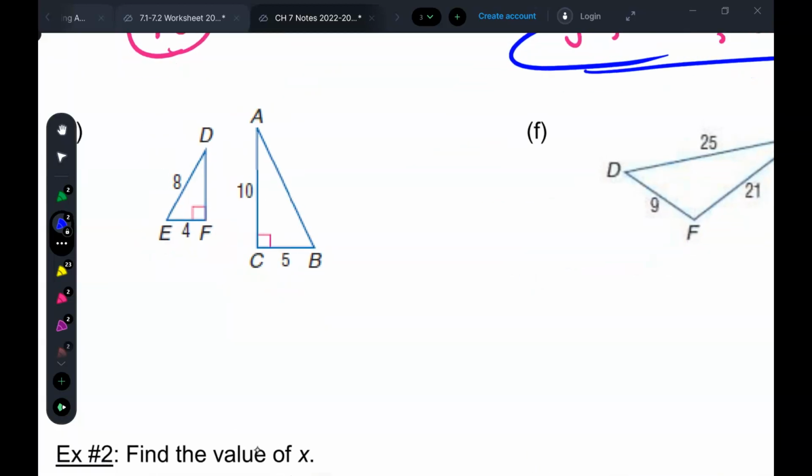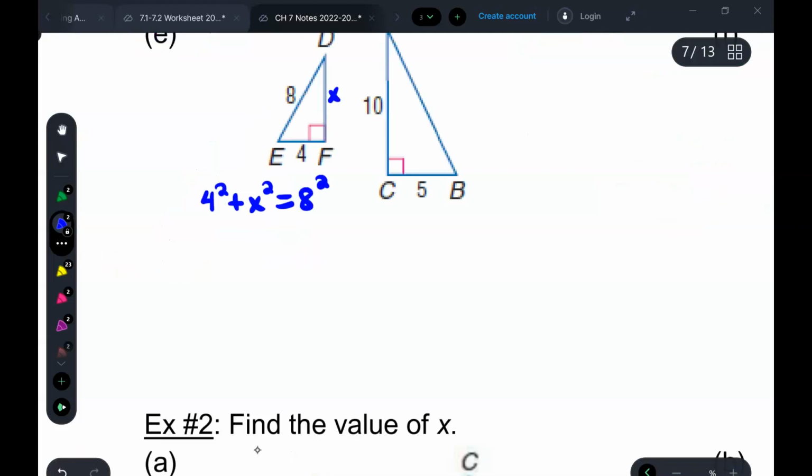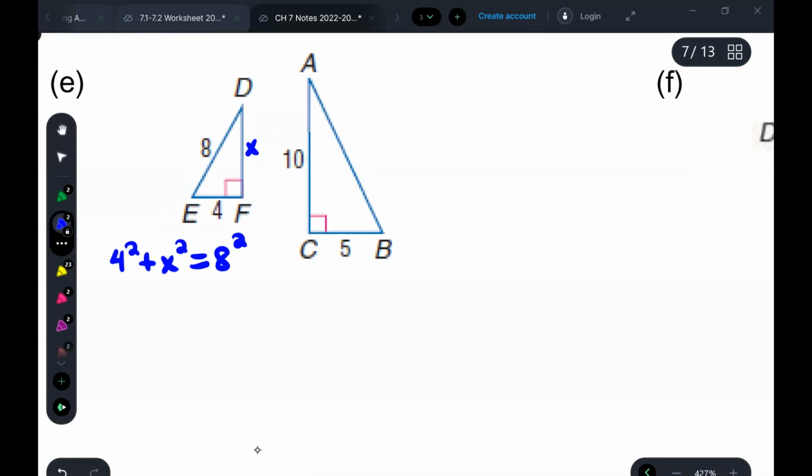So let's see here. You want to do the Pythagorean theorem? Yeah. So if we did the Pythagorean theorem, 4 squared plus x squared equals 8 squared. Remember, don't forget the c. Oh, I did it for the bigger one. We could do it for the bigger one. So what's the square root of 125? 5 root 5.